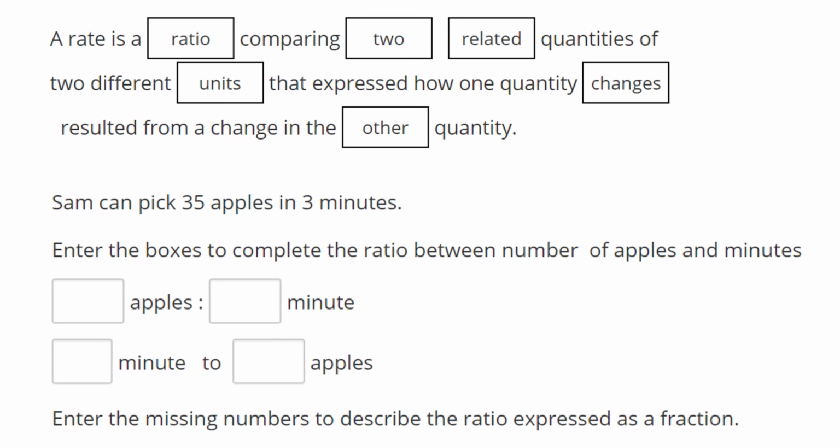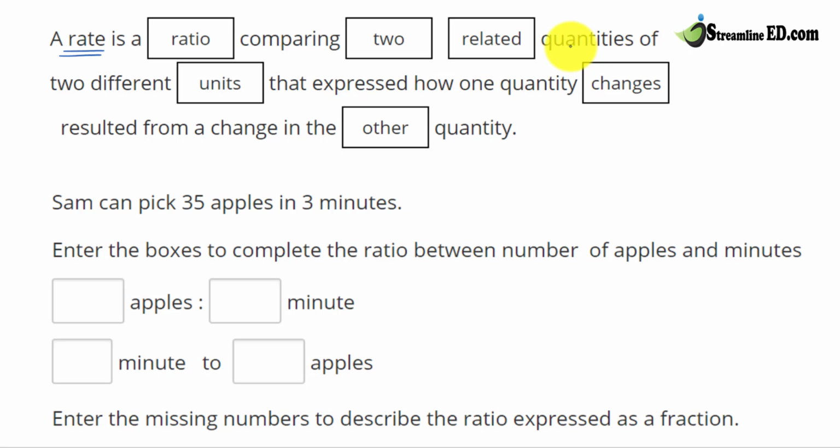In the previous lessons, we learned about a ratio and how a ratio is basically a comparison of two different quantities. Now, in this lesson, we are going to take that same concept and redefine the word ratio as a term known as rate. Well, what is a rate? A rate is a ratio comparing two related quantities of two different units, and that's very important.